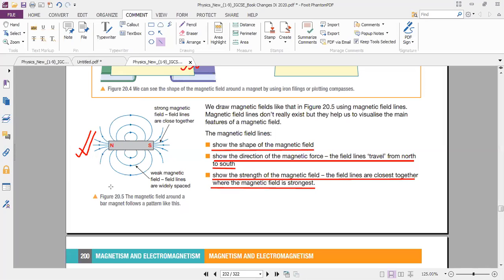It has some features: it shows the shape of the magnetic field, and it shows the magnetic force going from north to south. The blue lines you can see here are called magnetic field lines, and the direction of the arrow indicates that field lines go from north to south.